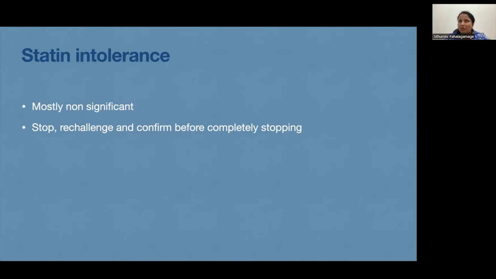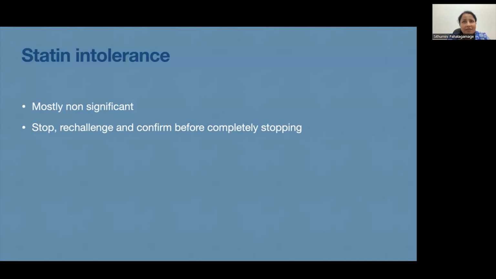Myositis and rhabdomyolysis can happen, and rhabdomyolysis is a fairly serious side effect. So you're not supposed to do a creatine kinase routinely before starting statins. But if the patient, before starting statin, is complaining of muscle symptoms, muscle pains, then only you are supposed to do a baseline creatine kinase level. If this creatine kinase level is normal, then go ahead and start on the statin.